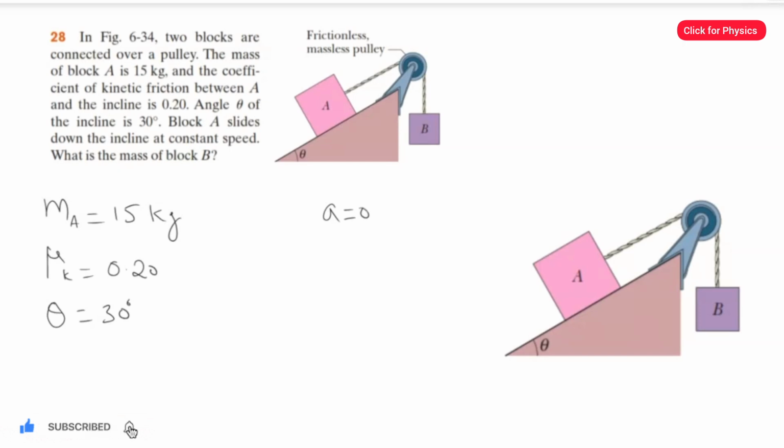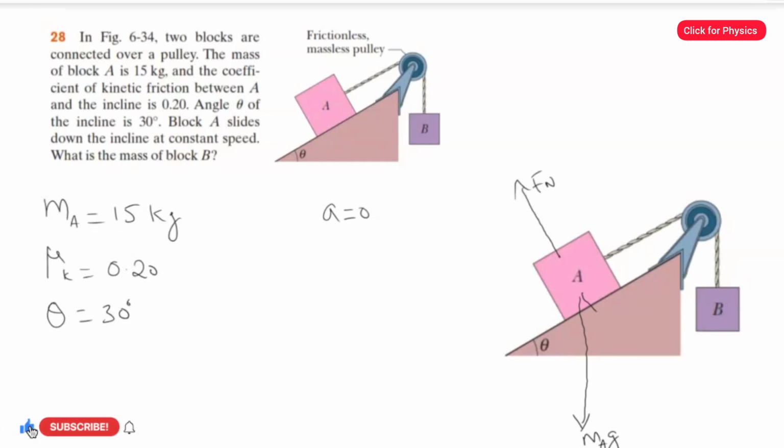Now what we have to do is draw the free body diagram for this figure, and then we can easily find the mass of block B. First of all, I'm going to consider block A. On the surface of block A, the normal force will be acting perpendicular to the surface. So this is your normal force. And then the downward force, in the perpendicular downward direction, is equal to MA multiplied by G.